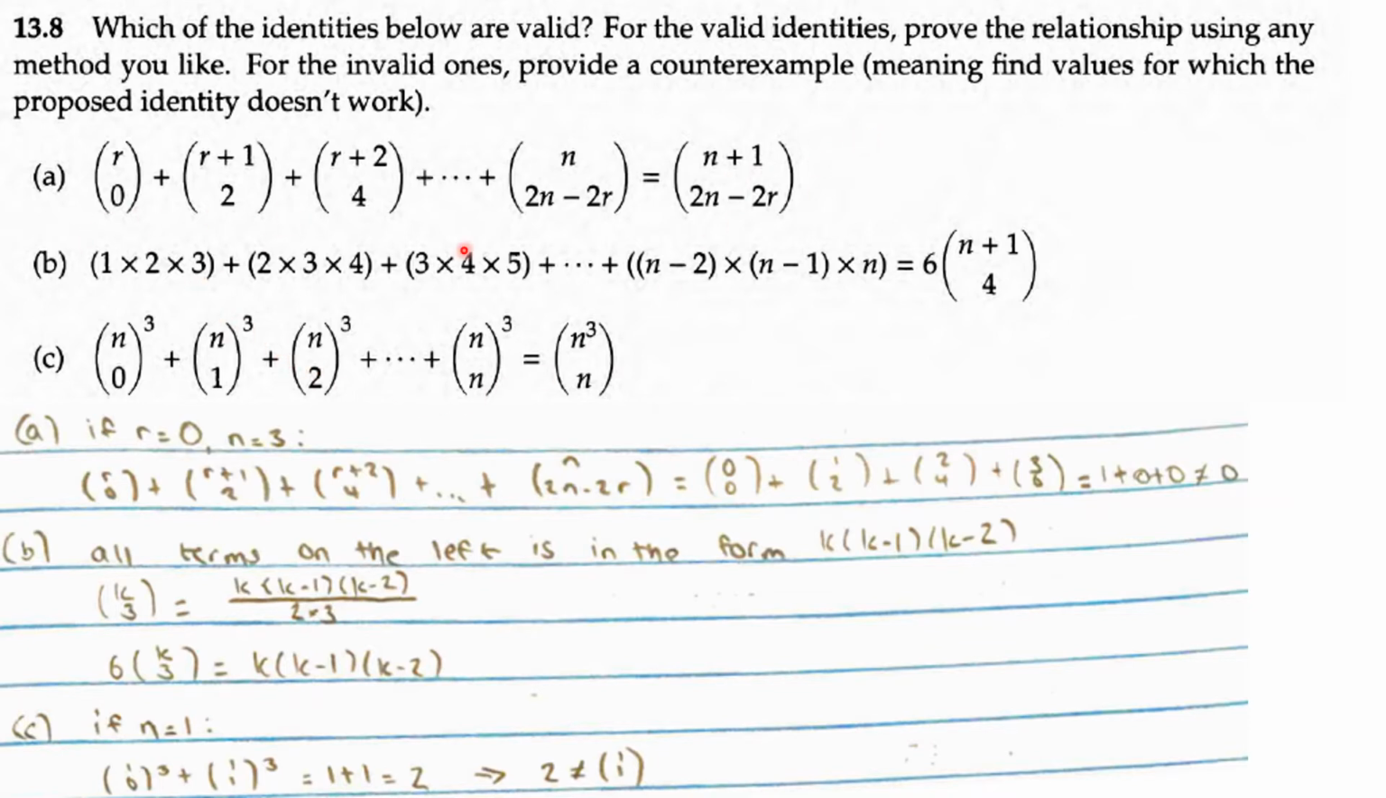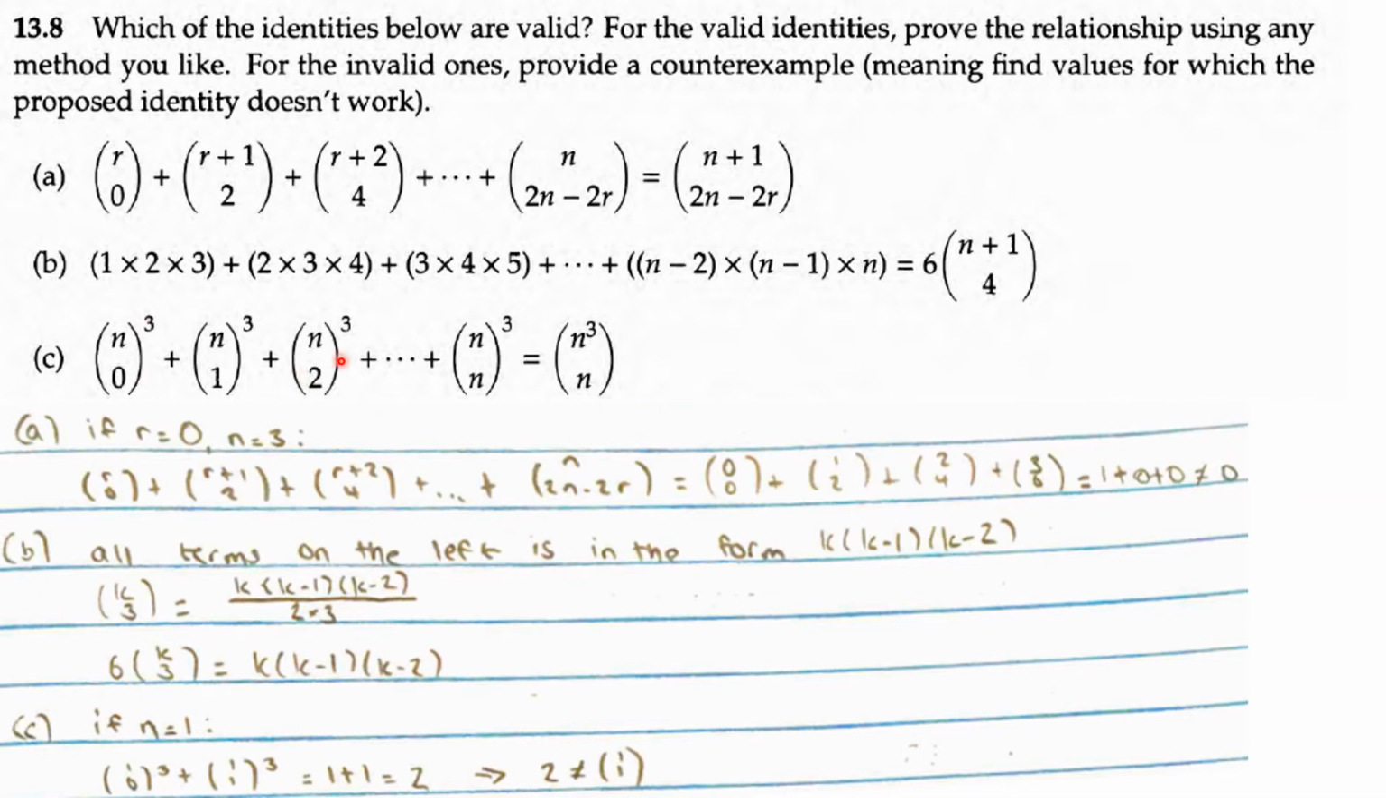And B is this. All terms on the left are in the form k times k minus 1 times k minus 2. For example, if this is k, 2 is k minus 1, and 1 is k minus 2. If 5 is k, 4 is k minus 1, and 3 is k minus 2. And then k choose 3 is equal to k times k minus 1 times k minus 2 over 2 times 3. So 6 times k choose 3 is equal to k times k minus 1 times k minus 2. And over here, this is 6 times k choose 3.